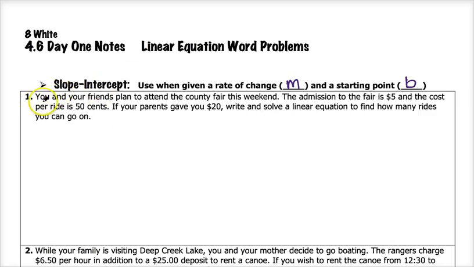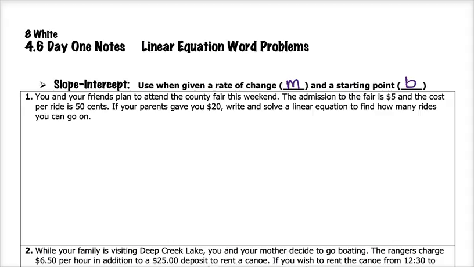So looking at problem 1, it says you and your friends plan to attend the county fair this weekend. The admission to the fair is $5 and the cost per ride is 50 cents. If your parents gave you $20, write and solve a linear equation to find how many rides you can go on. Okay, so this is a word problem that gives us both a rate of change and a starting point.